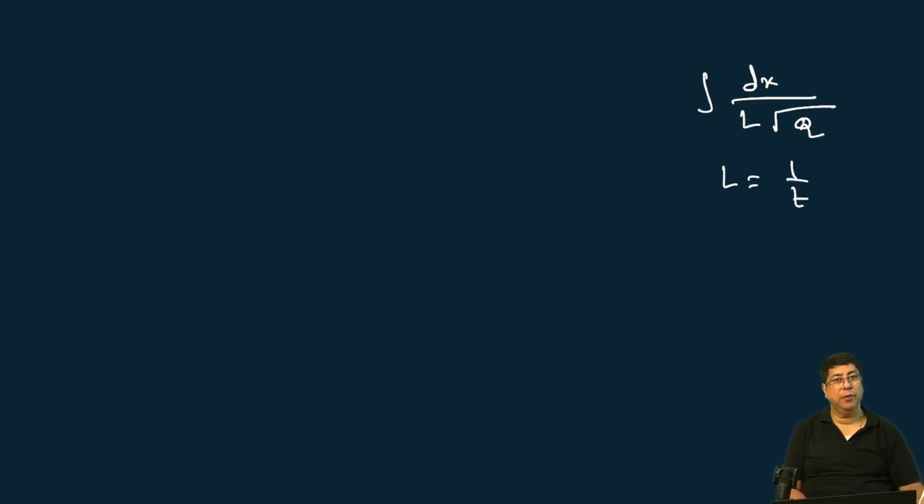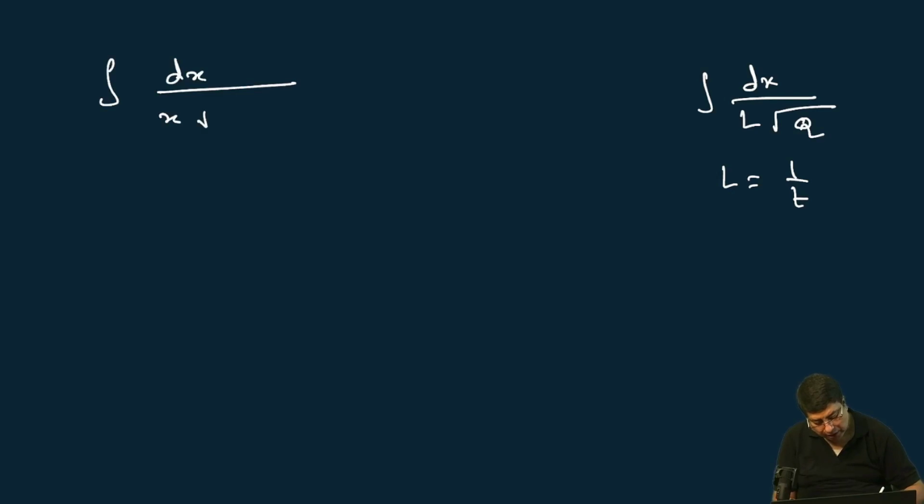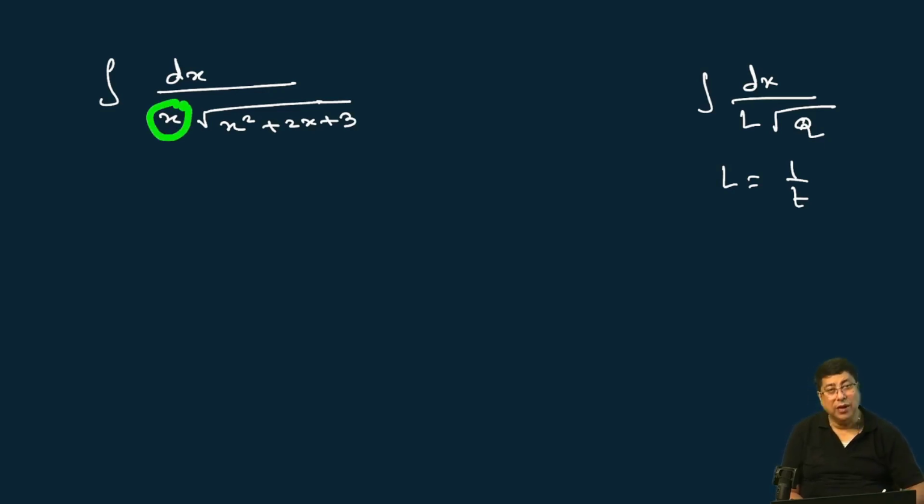So I am giving you one example. Suppose integration dx by x into root over x square plus 2x plus 3. How to solve this? Let's see. In this case, outside the root in the denominator is linear. This is the form: linear into root over quadratic.